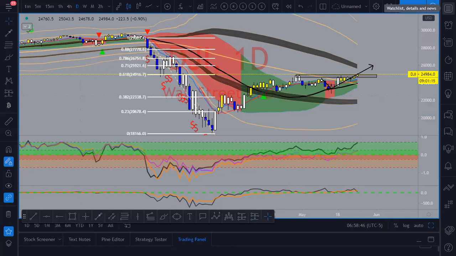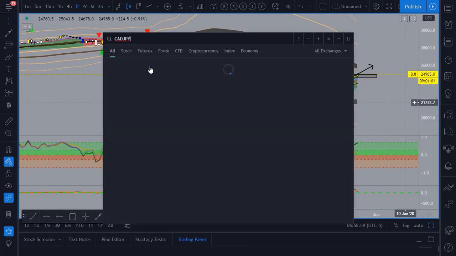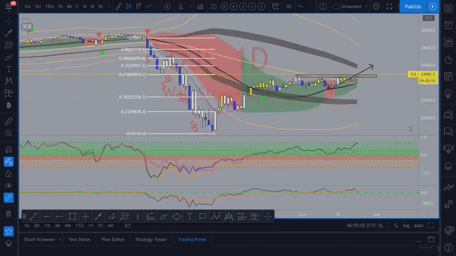Any other pairs that you guys want to look at? Like I said, I don't like the way most of these pairs look right now because they've already moved. Let's look at a pair that I don't really even trade, like CAD JPY. I'm pretty sure this is bullish as well.